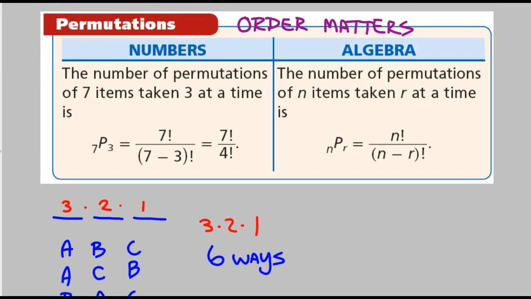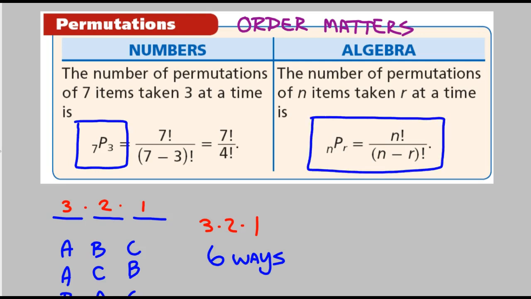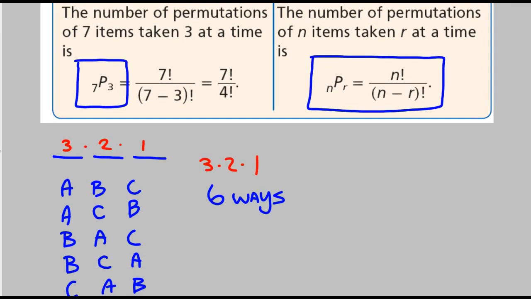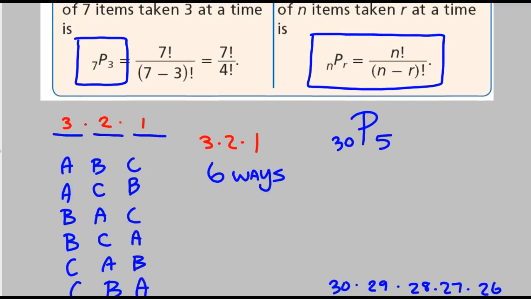It's this button right here in your calculator, 7 permutate 3 at a time. Okay, it's this rule right here. So the rule is, if I relate it to what we just did, we would take 30 permutate 5 at a time. So basically, how many ways can I select 5 from 30 and arrange them if the order matters? The 30 is the n, and the 5 is the r.